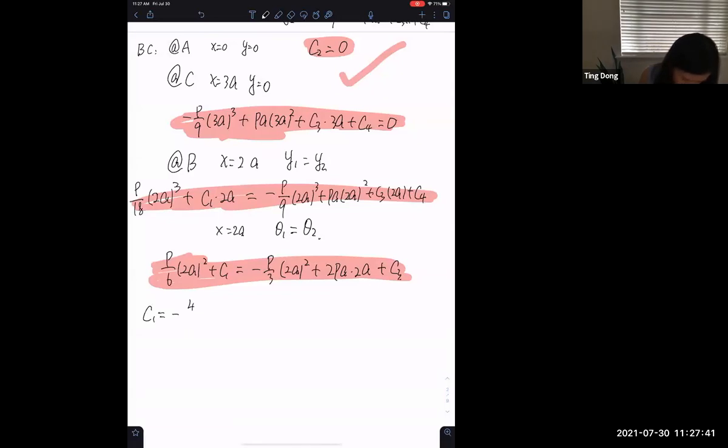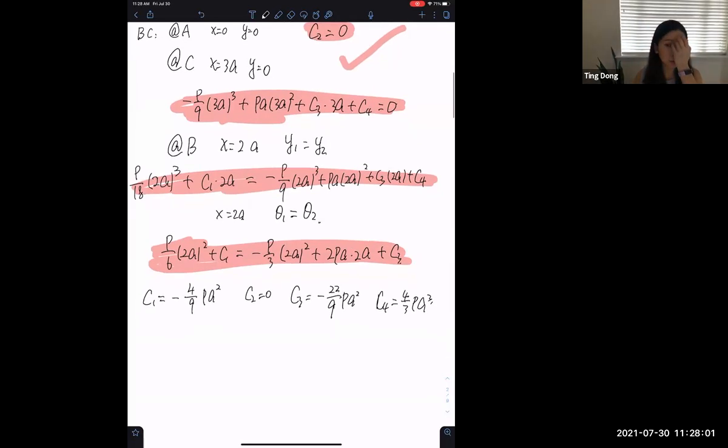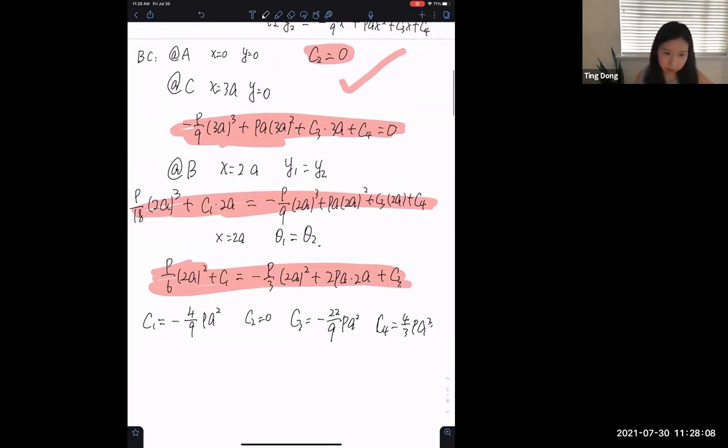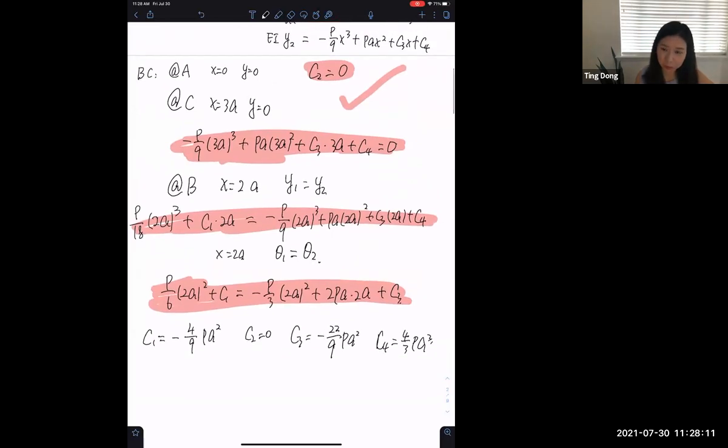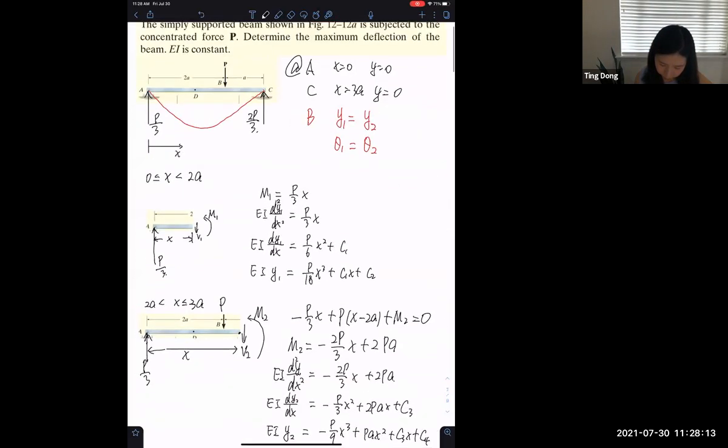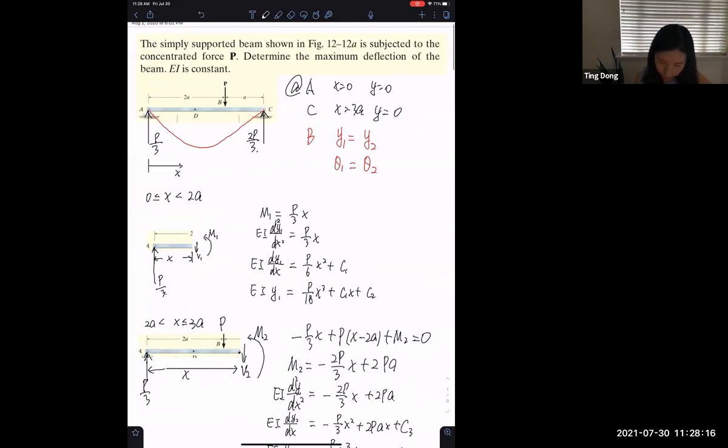C1 is equal to 49pa squared, C2 equal to 0, C3 22.9pa squared, C4 equal to pa cubed. So since we have the C1, 2, 3, 4, the 4 unknown coefficients are solved, then, well, we can say this whole problem is solved, right? We have the deflection curve, we have the rotation curve. Well, the question asks, determine the maximum deflection of the beam.